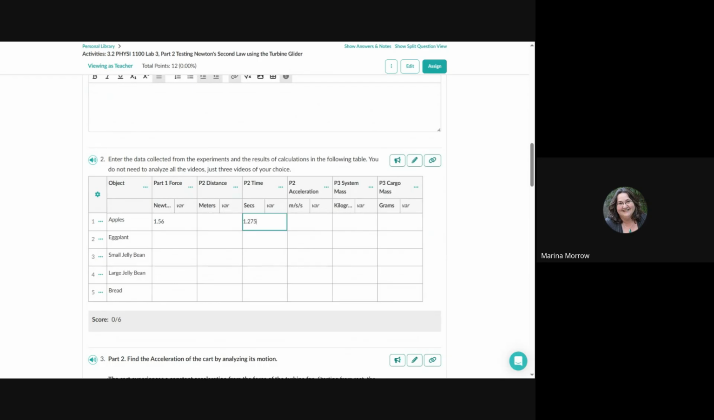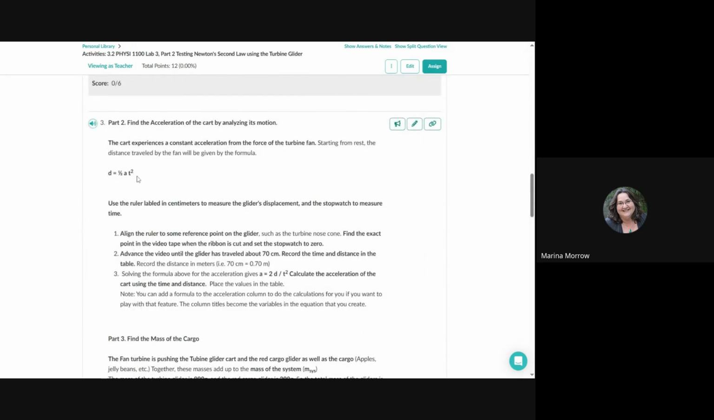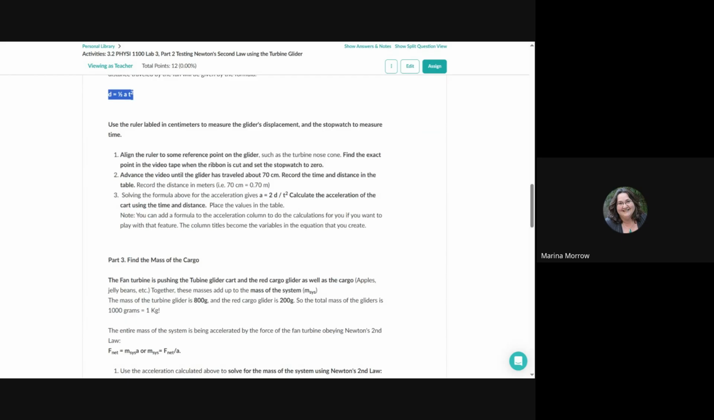And the distance, don't just put 80 in. Make sure that you remember that this has to be in meters, so it's going to be 0.80. Okay, now you've got the data. That's all the data that you need to collect for each one. So do that for 3 objects. You're going to calculate the acceleration. To find the acceleration, you're going to use the formula distance is 1/2 at squared, except we're going to solve for acceleration. So the formula is, turn it around, acceleration is 2 times the distance divided by t squared.